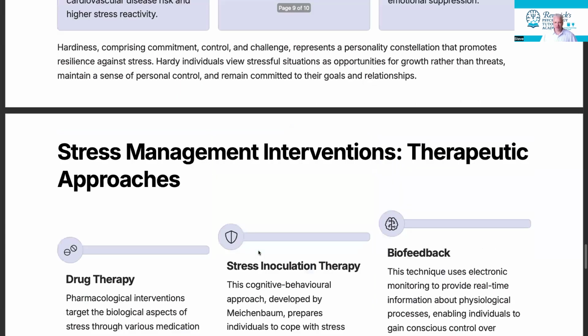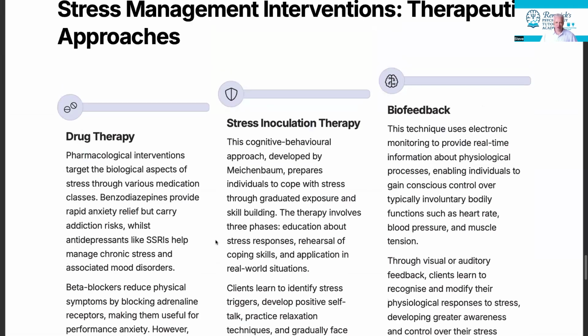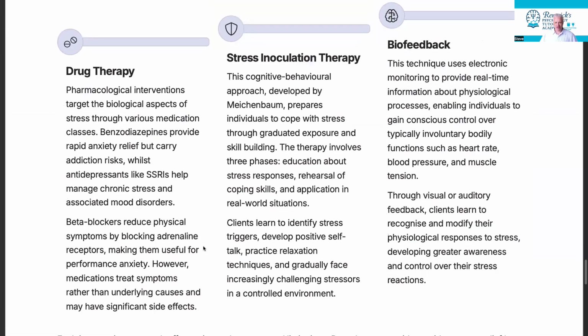So in terms of stress management, some of the things they look at are drug therapy, stress inoculation, and biofeedback. I think they should also include exercise in here, but for some reason they don't really mention exercise. We obviously have drug therapy: benzodiazepines to help with anxiety, SSRIs or selective serotonin reuptake inhibitors to manage mood, stress and anxiety disorders. And then you've got beta blockers that work on the cardiovascular system to help reduce your heart rate.